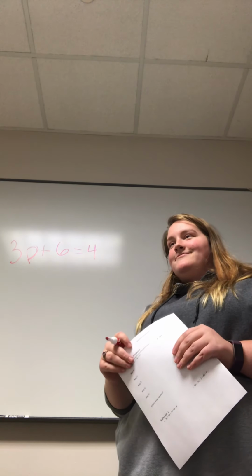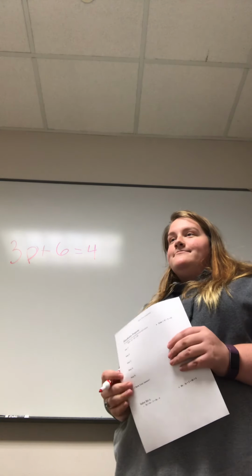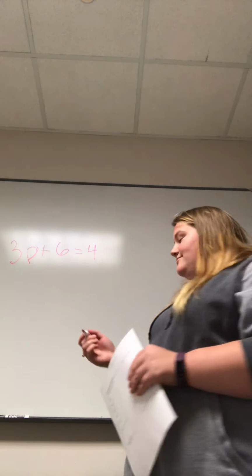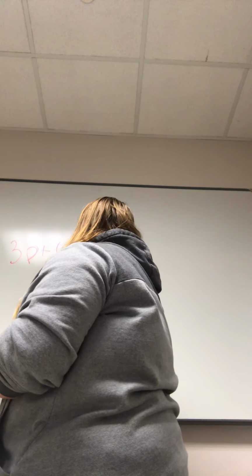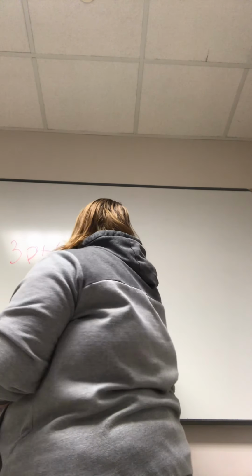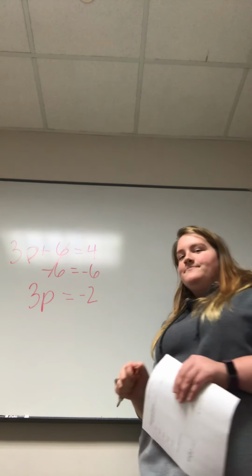Do minus 6 over to the other side. Yeah, why do you think we're going to do that? To isolate the variable. Good job. So we're going to subtract 6. So we're going to be left with 3p is equal to negative 2. And the 6's on the left side cancel out.